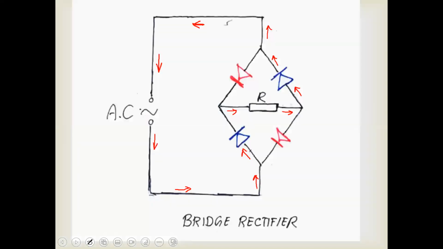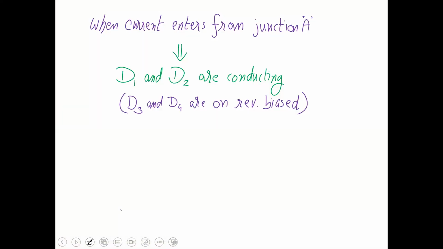So when you look at the circuit, this is the load resistor. For the load resistor, current passes in this direction. You have to copy this.